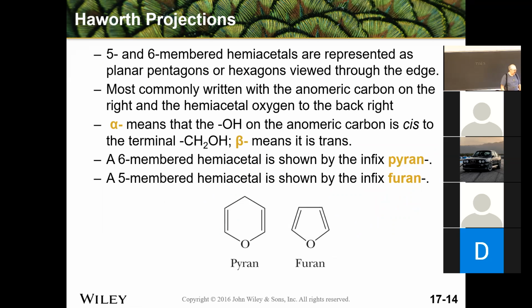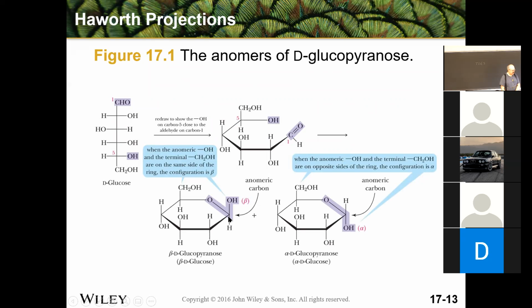Right. Haworth projections, what we're going to look at next. 5- and 6-membered hemiacetals are represented as planar pentagons and hexagons viewed through the edge. Okay, that's what Haworth projections means. Most commonly, these are written with the anomeric carbon on the right and the hemiacetal oxygen to the back right. So let's back up. The hemiacetal carbon's on the right, and then the heterocyclic oxygen is back behind.